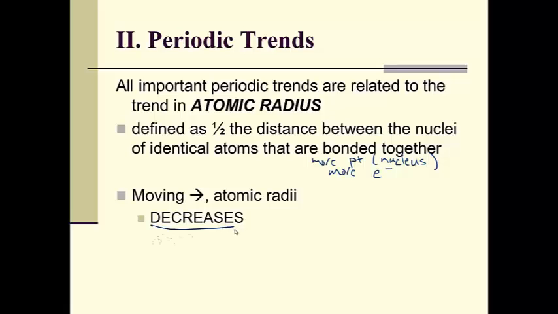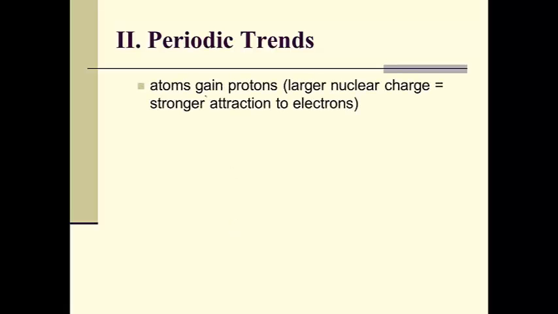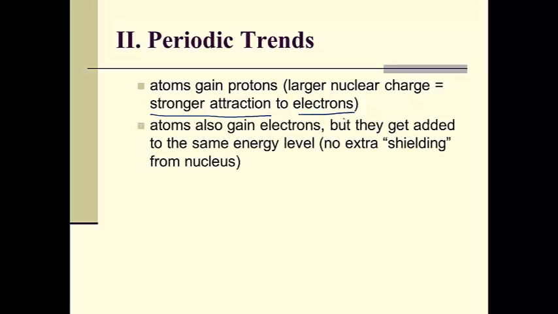Now, why is that? Okay, well, as the atom gains more protons, those go in the nucleus, doesn't make the atom bigger, but it makes the attractive force between the nucleus and the electrons stronger. Also, as you put in more electrons, they don't go farther away. They go into the same energy level. Remember, everything in row 2, electrons are all in energy level 2. Anything in row 3, electrons are in energy level 3. So, you don't get extra shielding from the nucleus.